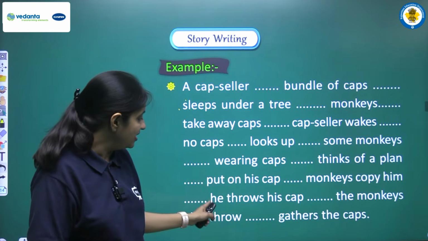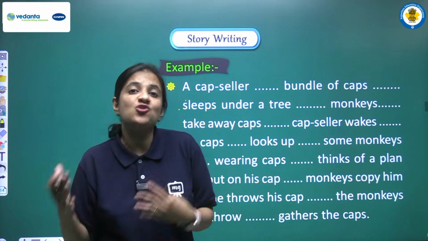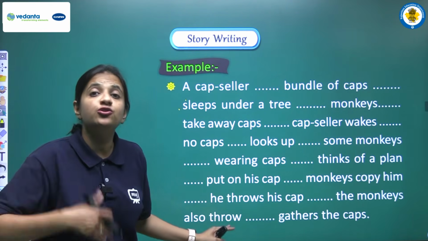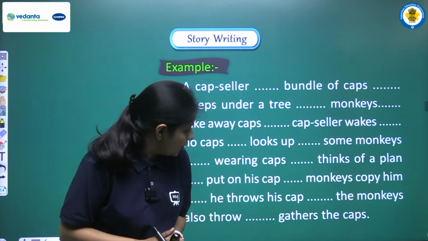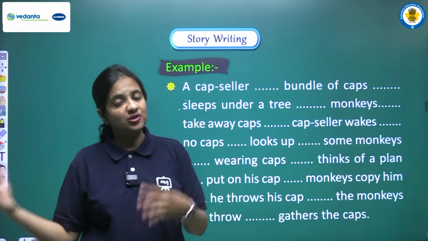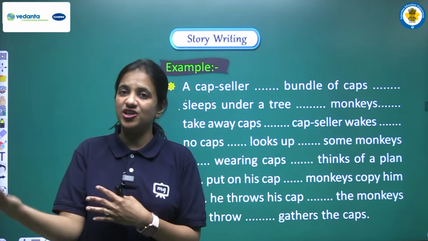And now the cap seller threw his cap. When the monkeys saw this, again they copied, and the monkeys also threw the caps. So now the cap seller, in a very hurried manner, gathered all his caps, put them in his bundle, and again started his journey.